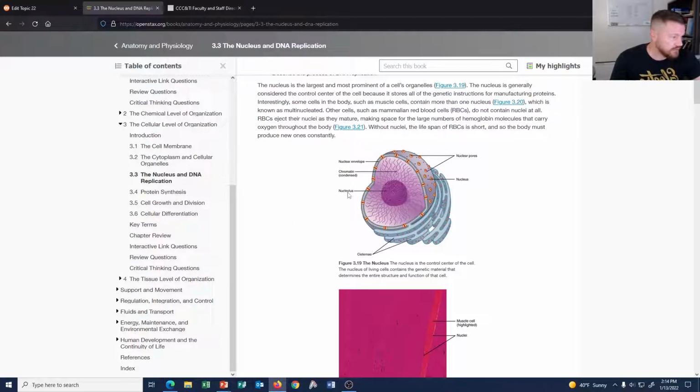The nucleus, right? So you have the nucleolus, which tends to be a site where ribosomes are made. All inside the nucleus is DNA. You do have nuclear pores.